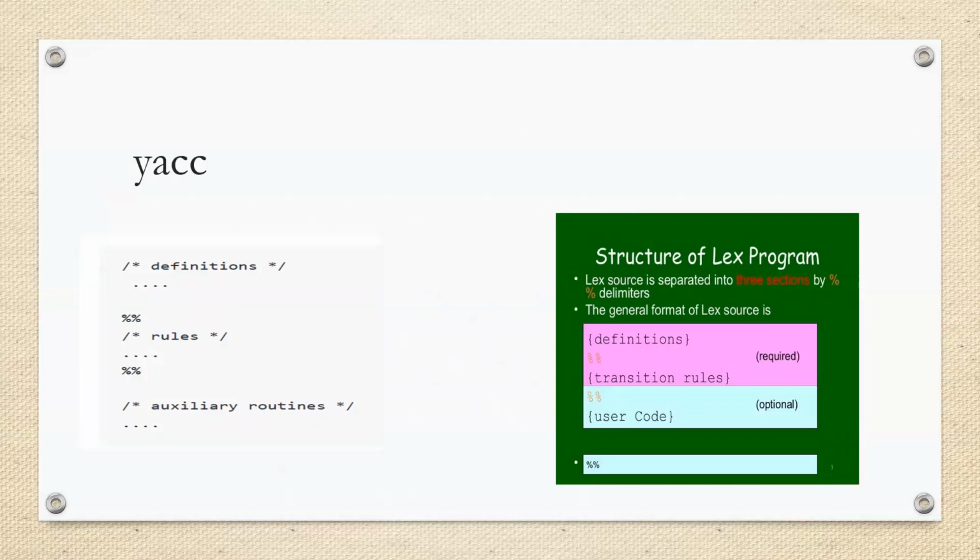That structure is classified into three types: the definition, the rule section, and the auxiliary routines or subroutines. The definition part includes information about the tokens used in the syntax definition, for example, the percentage token number or percentage token ID, where the percentage sign is the delimiter.